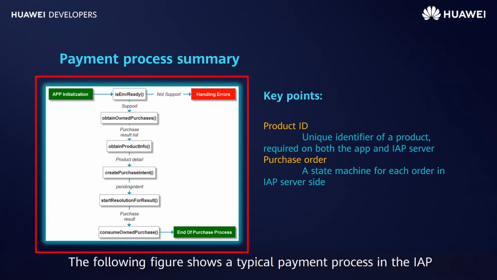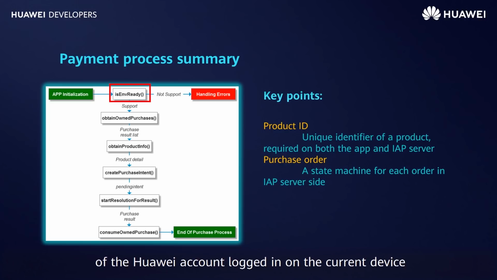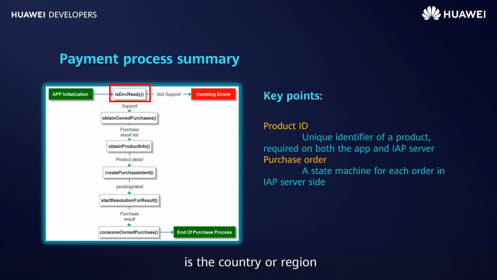The following figure shows a typical payment process in the IAP. Can you see something strange? First, the only interface we haven't learned so far. The isEnvReady interface determines whether the service country of the Huawei account logged in on the current device is a country or region where Huawei IAP payment service supports settlement. This interface is called as soon as the application is initialized. It does not require any parameters.